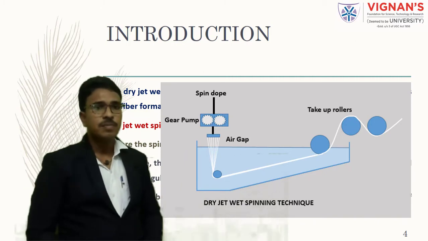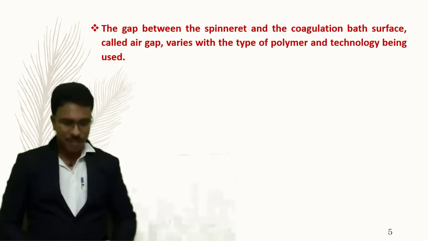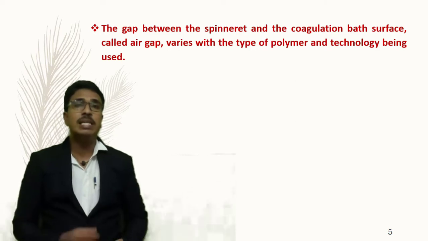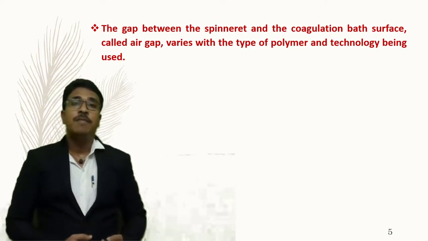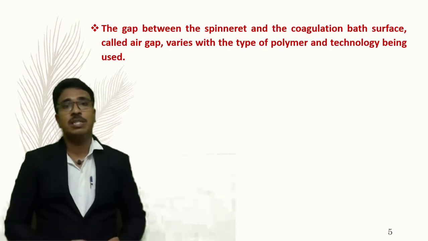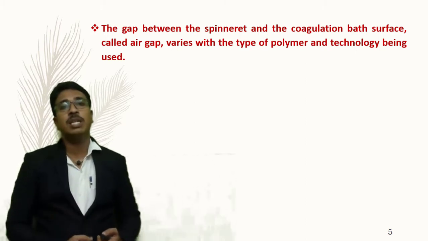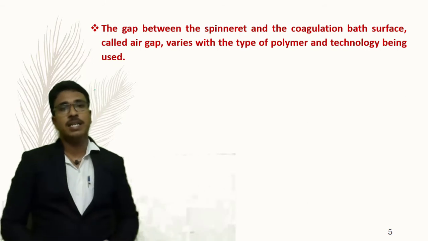So in this case, whatever gap there is between the spinneret and the coagulation bath surface is called the air gap, which we have seen in the last slide. It varies with the type of polymer technology being used. Based on that, the air gap distance varies.